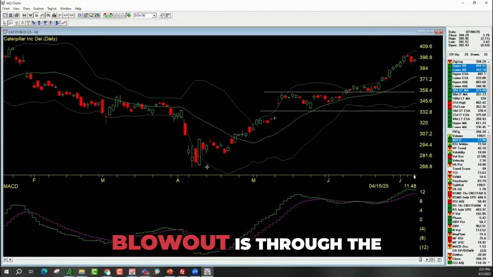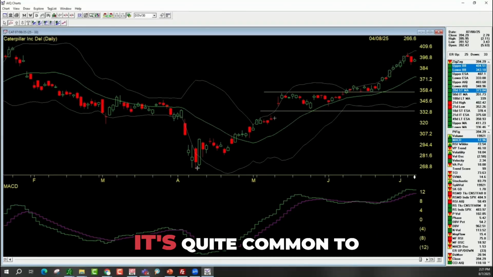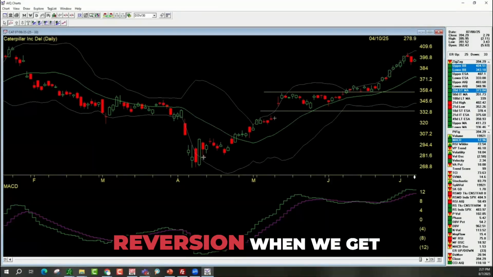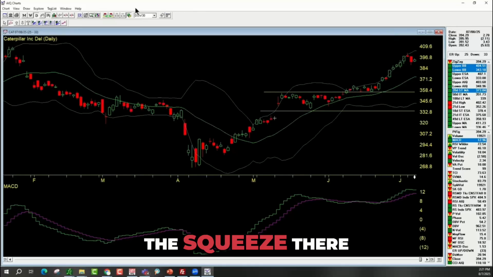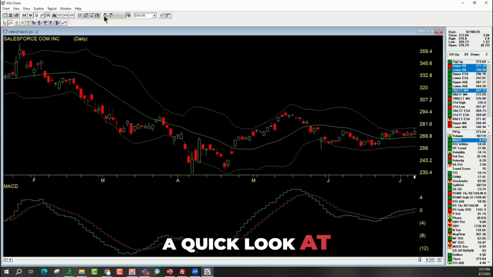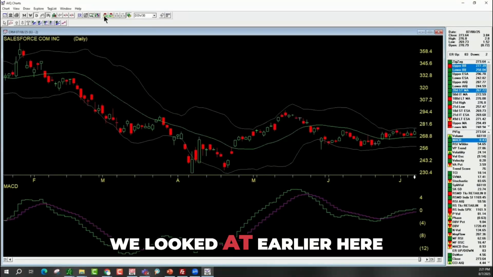Look how big the blowout is through the bands when that happens. It's quite common to see that. And we'll look at this again later when we look at the reversion, when we get the blowout through the bands. So another great example in the squeeze there. Let's go and have a quick look at one more squeeze that we looked at earlier here.